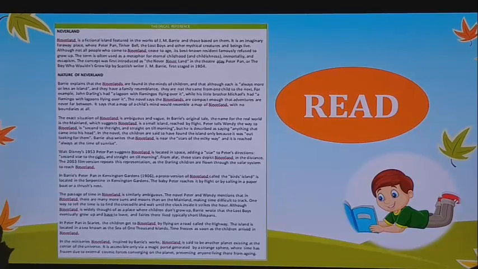Okay, guys, the idea here is to read the information that is in the study guide.